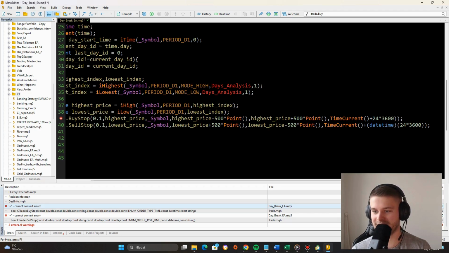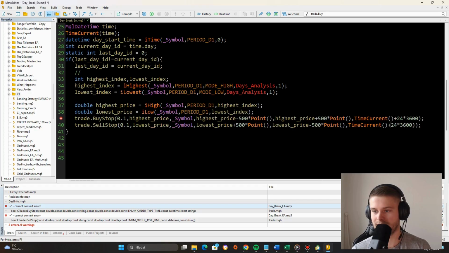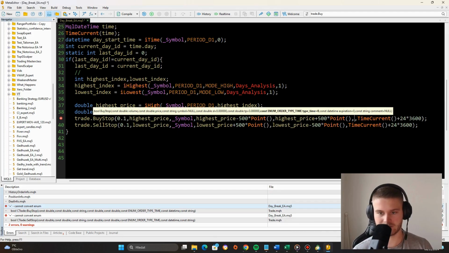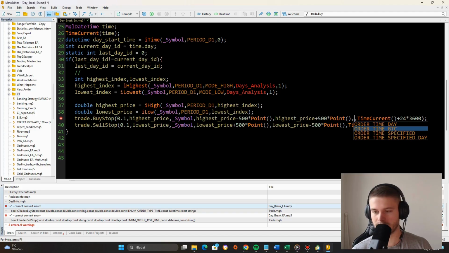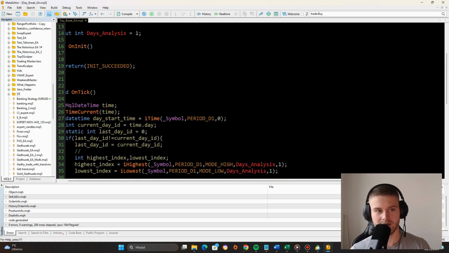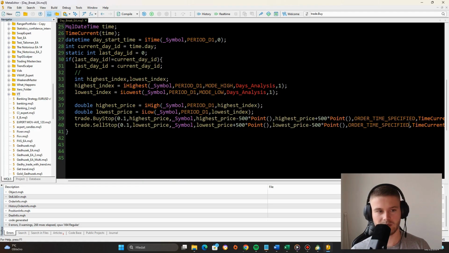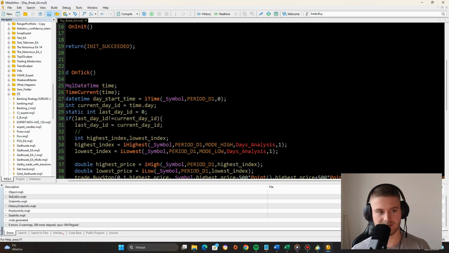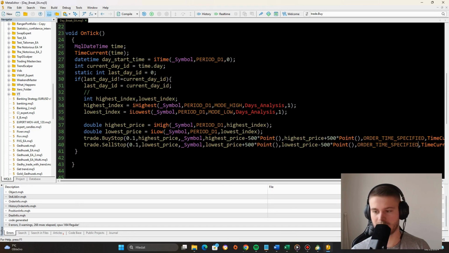Yeah, it's a very stupid mistake. I forgot to add one argument here. It's an enum. So first of all, we need to specify the order type time specified. Yeah, and now it should work. Okay. Perfect, and now it's okay. So I think this should be enough, because it has everything it needs to have.